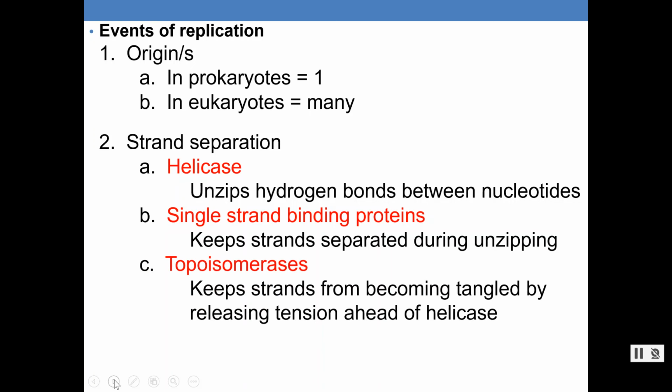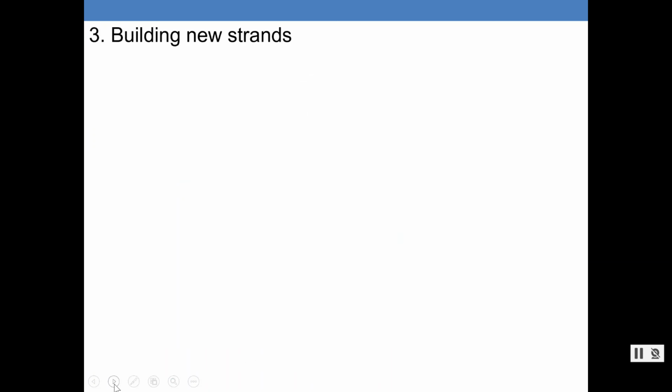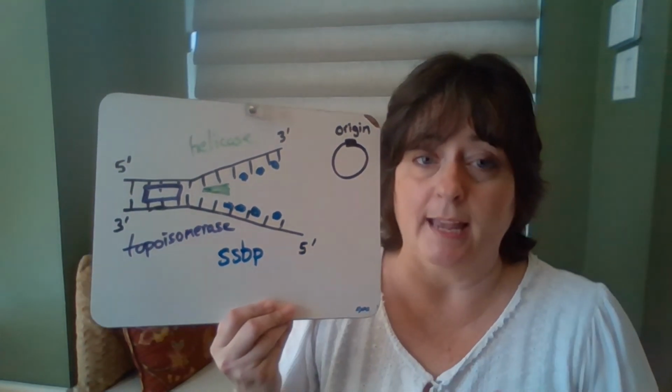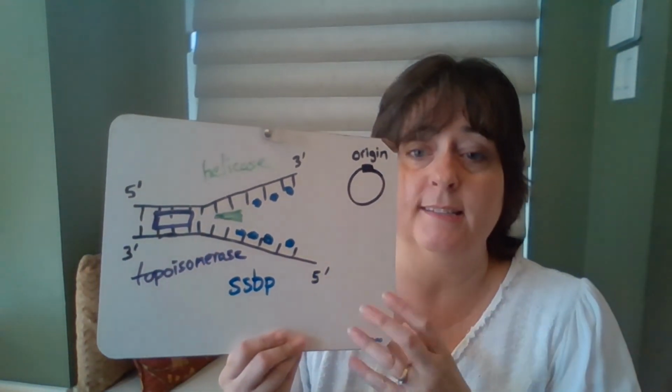A third thing that must happen in strand separation: topoisomerase, an enzyme that keeps strands from becoming tangled by releasing that tension. It breaks that sugar phosphate bond. Okay, all right. So we're going to stop there. This is the first stage of DNA replication, and this is referred to as strand separation.